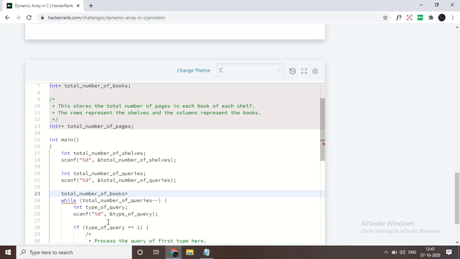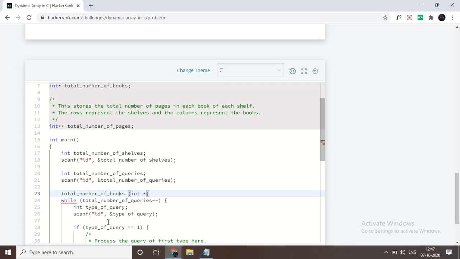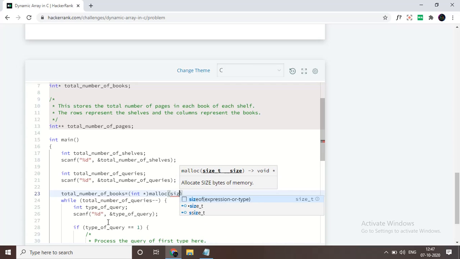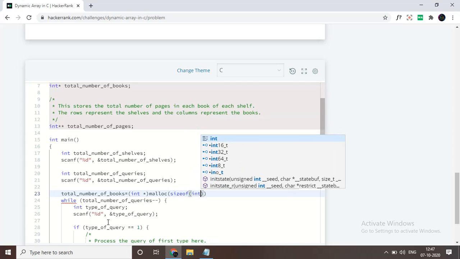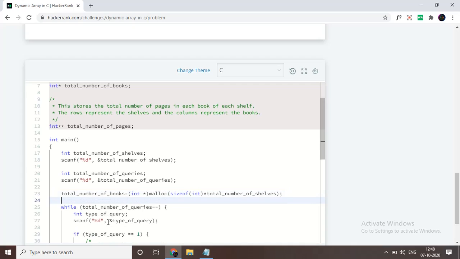Total number of books is equal to, I am going to write int star, malloc of size of int star total number of shelves. I am going to declare this. Total number of books is equal to, I am going to allocate the memory for total number of books.